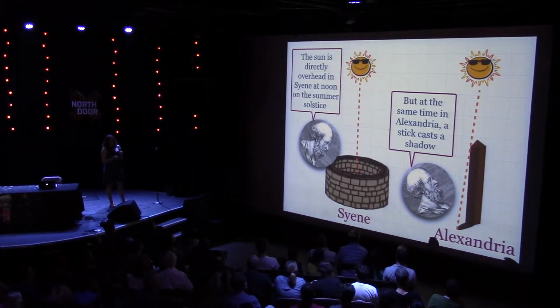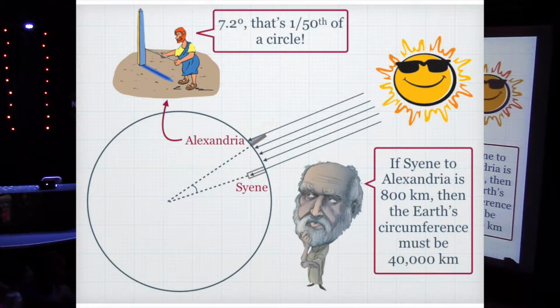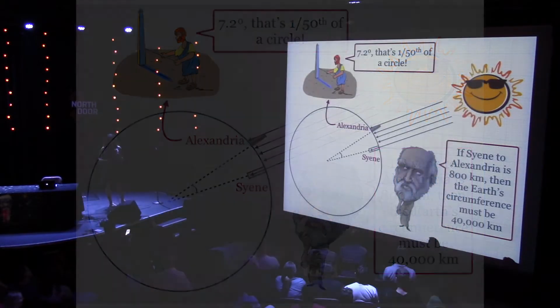And he said, well, if I assume that it's round, and I assume that the sun is far enough away that all of its rays are parallel when they hit the Earth, then if one ray gets all the way to the bottom of the well in Syene, but makes a shadow in Alexandria, then I should be able to use that shadow to measure the angular separation between Alexandria and Syene. And that's exactly what he did.